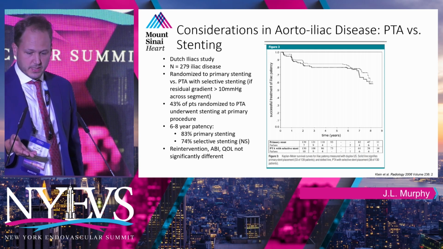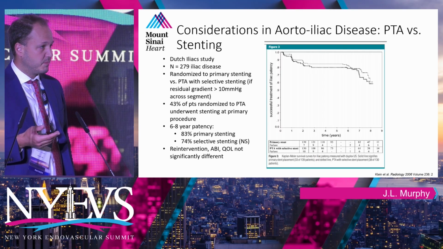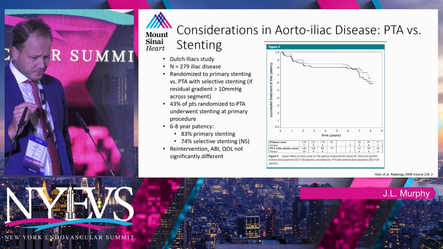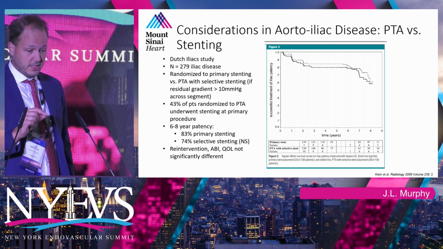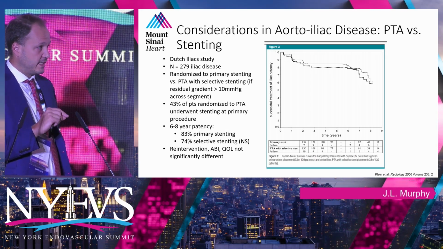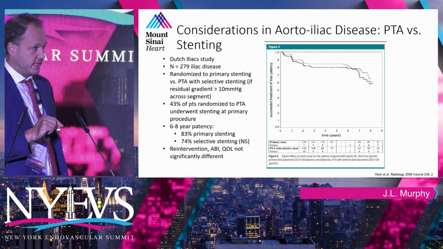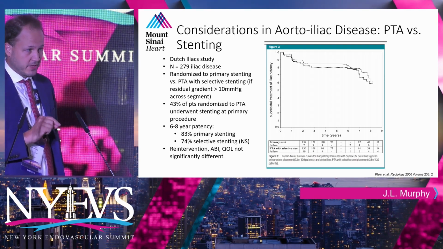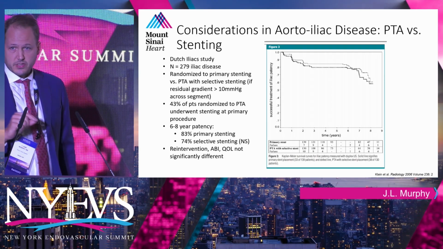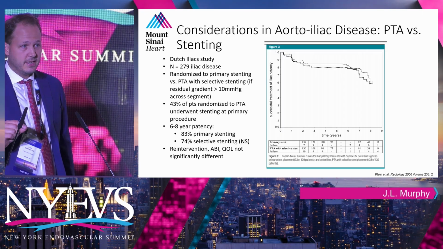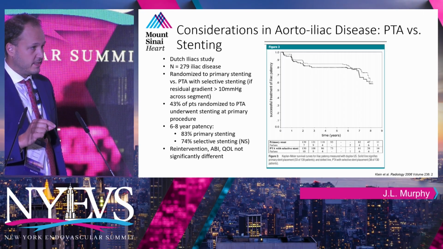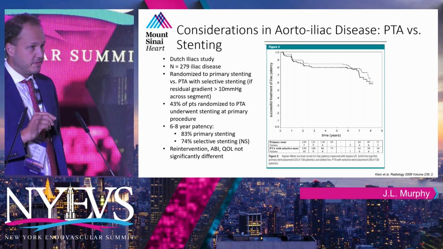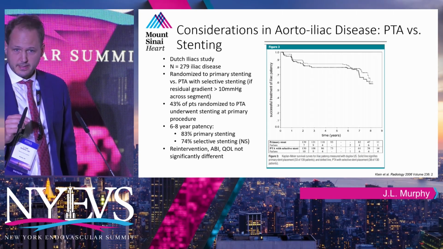And so this was really the definitive trial in this space. They randomized 279 different vessels to upfront stenting versus PTA with provisional stenting. Now, the important thing to know about this trial is that 43% of the PTA patients crossed over to stenting in the end, okay? So if you do choose an upfront PTA strategy, just be aware there's almost a 50-50 chance that you're going to have to cross over and stent.